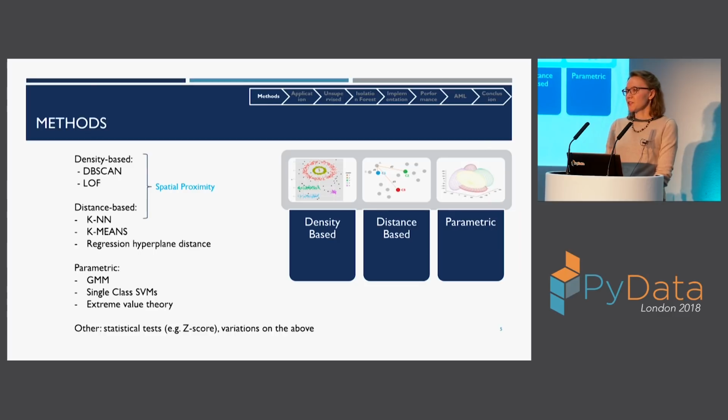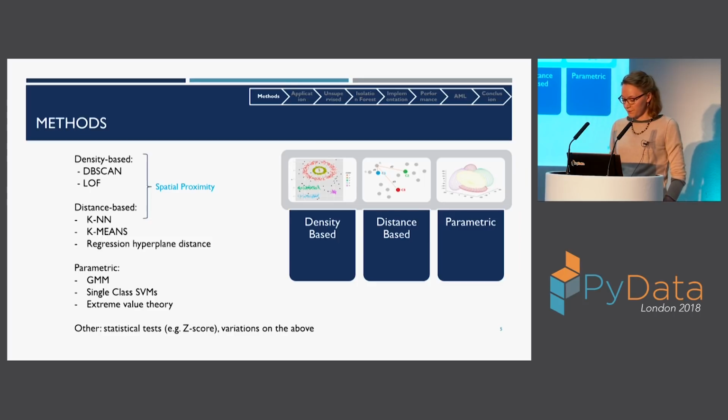The parametric methods usually assume some sort of form to your data. So you're assuming that what you're working with or what you have observed so far is normal. And models like Gaussian mixture model or one-class SVMs are used there. Of course, there are other methods which are not machine learning methods, like Z-score, which assumes normality, and many more.